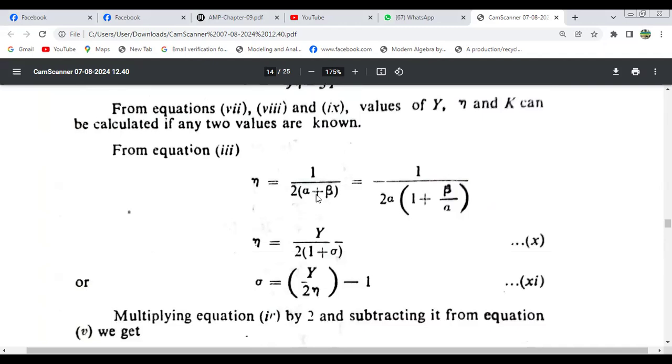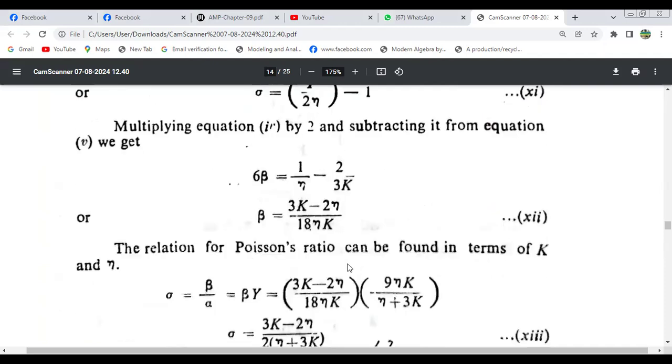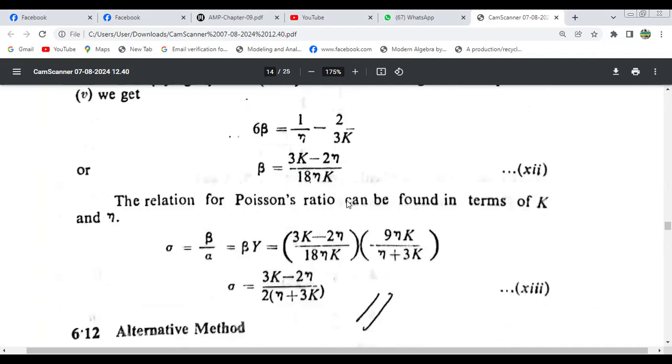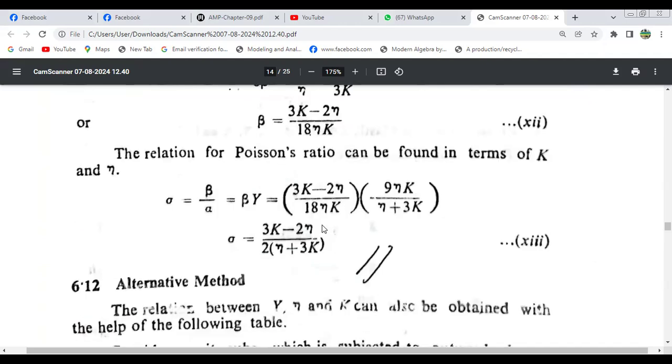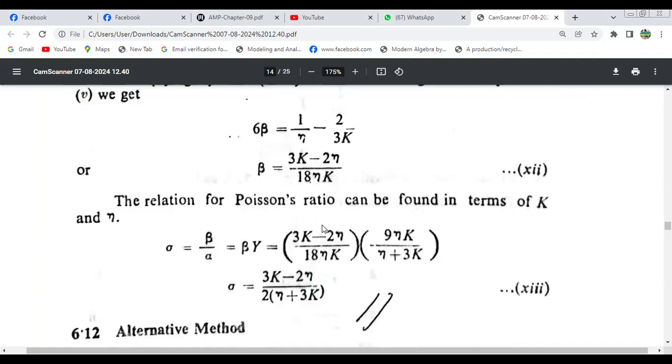So eta equals 1 by 2 into alpha plus beta. Just taking alpha common, we get this, beta by alpha. Eta equals this and this. Multiplying equation 4 by 2 and subtracting it from equation 5, we get 6 beta equals this. That means beta equals this one. And the relation for Poisson ratio can be found in terms of eta. Poisson ratio equals beta divided by alpha, that means beta into Y, since 1 by alpha equals Y. So just putting in the values, we get sigma. So this is the relation between sigma, eta, and K.